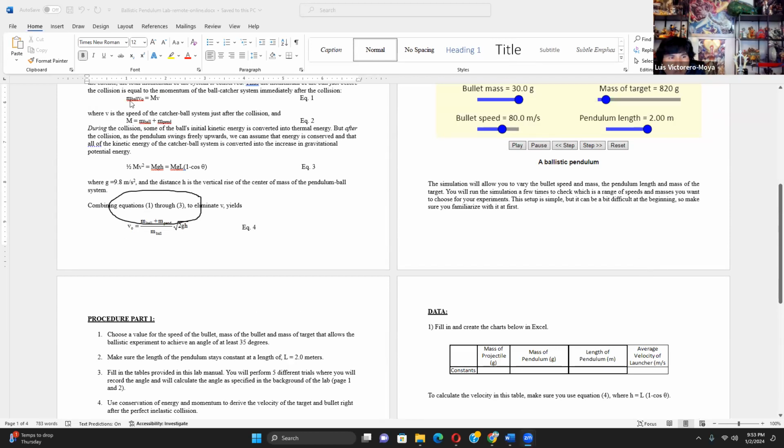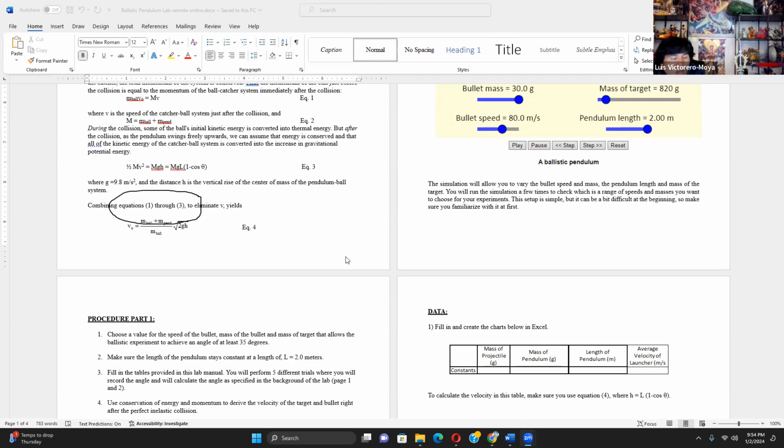Basically, in the conservation of momentum, you have the mass of the bullet times V naught equals the total mass times V. The total mass is the mass of the target plus the mass of the bullet. V naught, the bullet speed, is given here. So you're going to find V. That's basically your theoretical value.